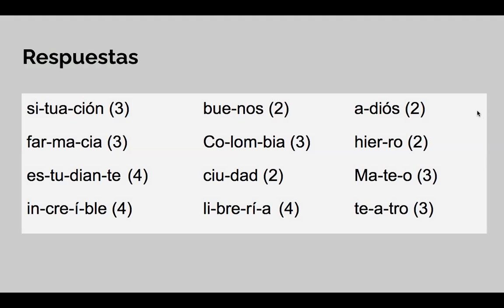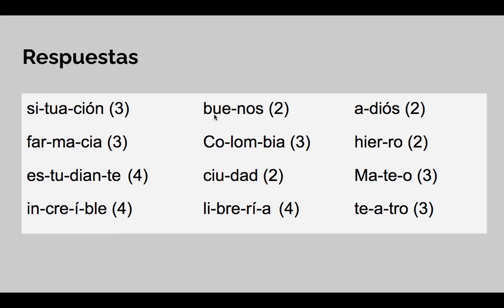Here are the answers. Situación, 3 sílabas. Farmacia, 3 sílabas. The I and the A form a diphthong. Estudiante, 4 sílabas. The I and the A form a diphthong. Increíble, incredible, 4 sílabas. How do you know there's 4 and not 3? How do you know that the E and the I do not form a diphthong? Because there's an accent on the I.